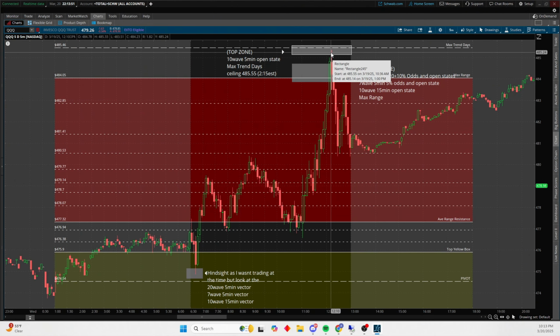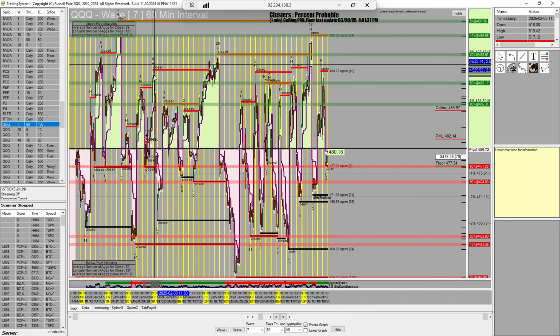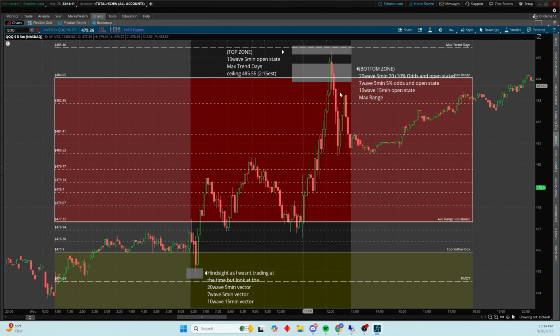And as you'll see now, we had this gray zone up here. And you can see we have the 10-way 15-minute open state, the max trend date on our yellow box, and it was also the ceiling showing that it was unlikely that we continue above the ceiling. And again, all those reversals on the 7-way 60-minute, you can see marking out right now. On the first test of that zone, that is a short entry. If we close above it, that's your stop.